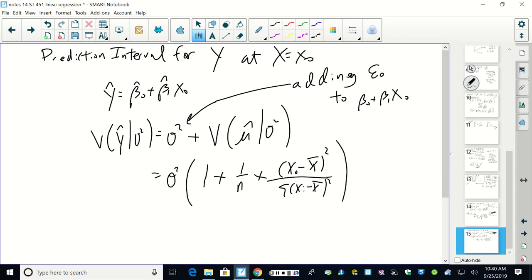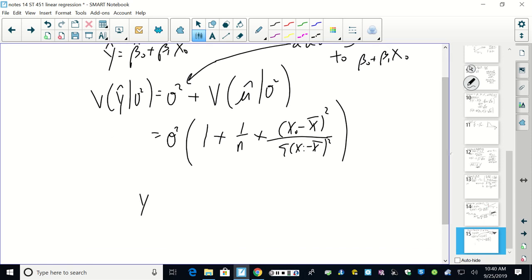So you can do it, but it's not a parameter, it's for a new observation, so it's not called a confidence interval, it's called a prediction interval. And so you would do y hat plus or minus the t-value again times the sigma hat times the square root of that stuff in there. So it's going to be wider for that new observation.